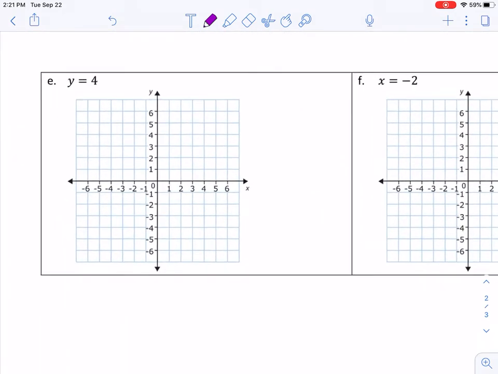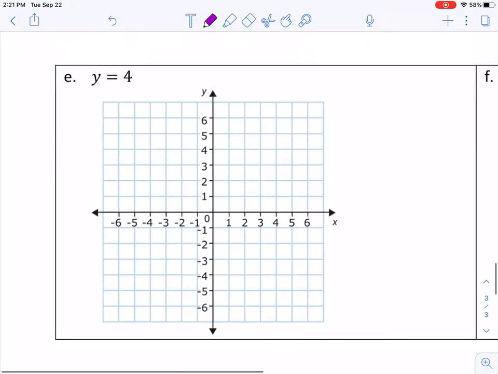Couldn't get them on the same page here. If you are given just a value like this one, y equals 4, and there's no slope or y-intercept here. This is just y equals 4. Great. Here's what I do. I find my y-axis, I find 4, and then I cut through where y equals 4. That's it. So that's going to give me a horizontal line through there, y equals 4.